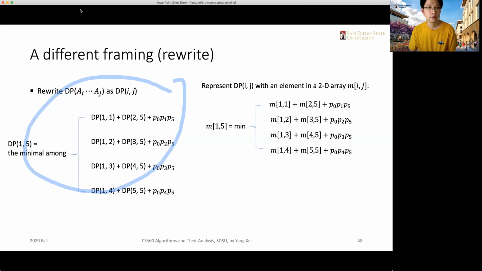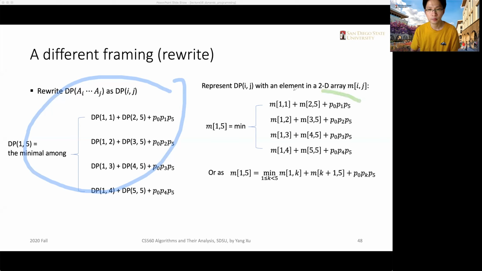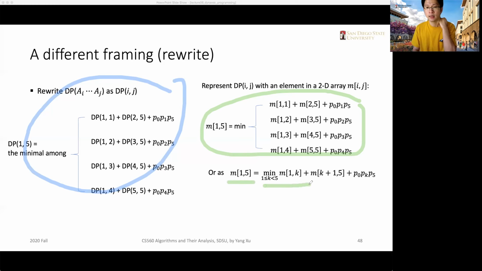Okay, so we basically rewrite the thing on the left with this much more compact form on the right, right? And to be even simpler, using simpler expressions, we can rewrite M15 as the minimum over k of M1k plus M(k+1)5, plus the additional cost, which is P0 times Pk times P5.